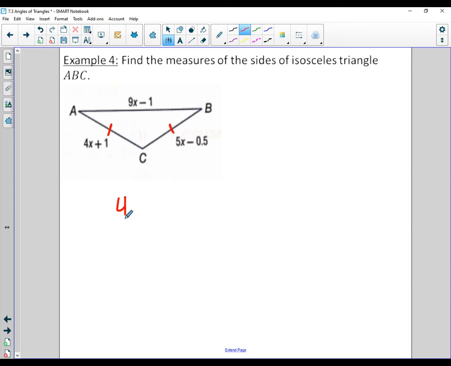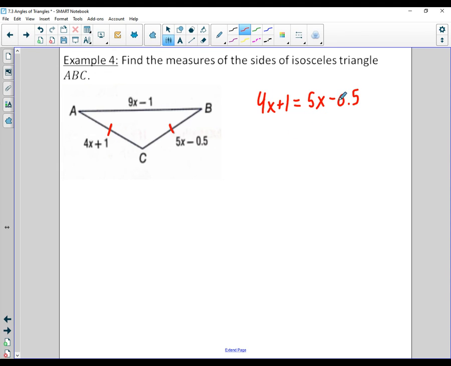So that means that 4x plus 1, I'll write this a little further down, equals 5x minus 0.5. And I think once we see it written this way, it's a little more obvious, right? Before he was like, well, that doesn't make sense how 4x plus 1 could equal 5x minus 0.5 because they're different things, right? We'll set them equal to each other because they can equal each other. We just have to find the right x to make them do that.